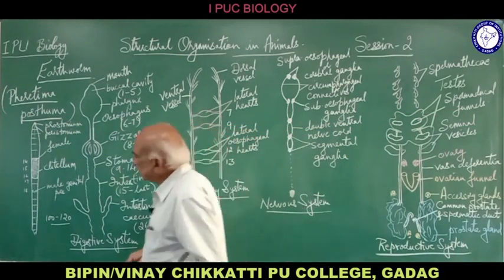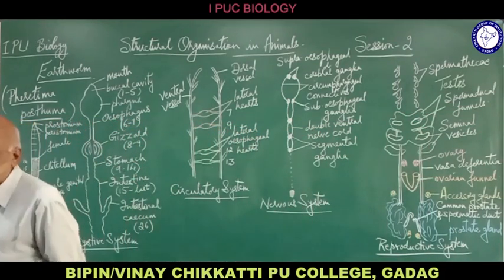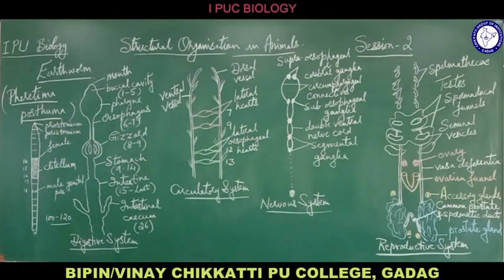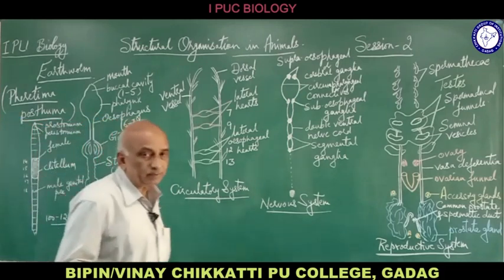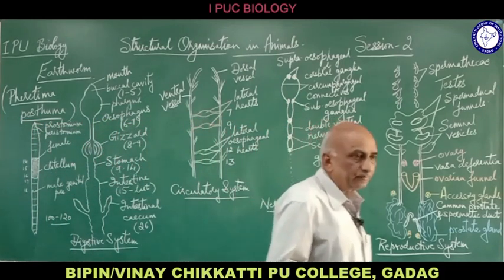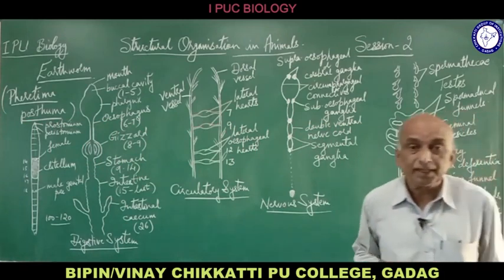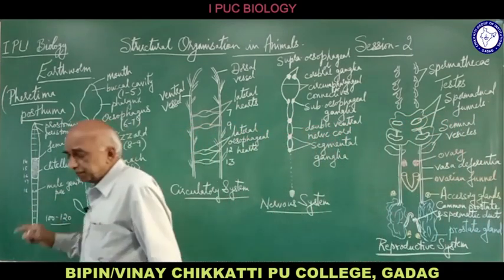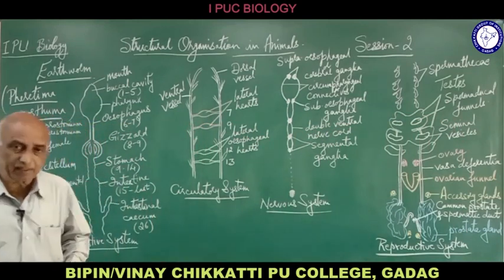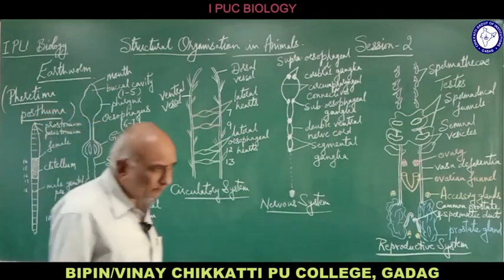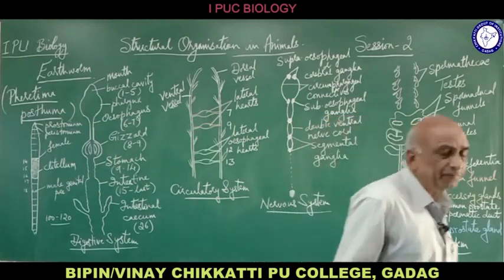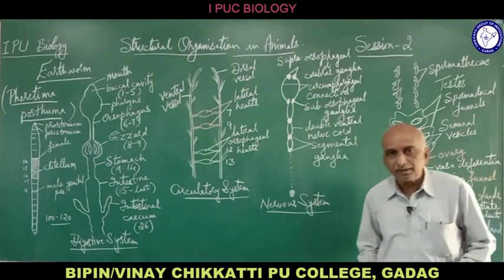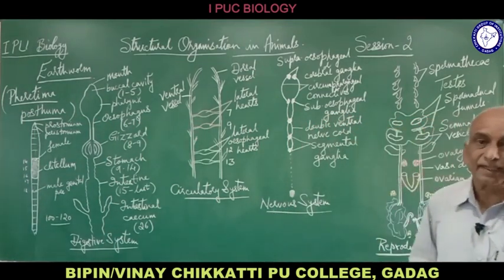In addition to this, we find certain pores in each segment. They are called the nephridiopores. These nephridiopores are the openings of the excretory system. The excretion takes place by nephridia, which are present in the segments. And we shall study the different types of nephridia when we deal with excretion.